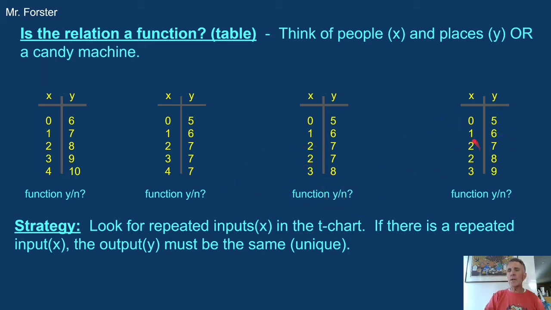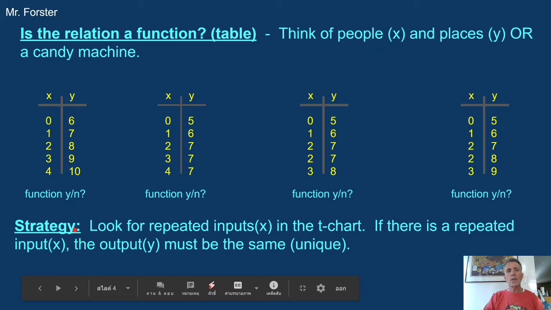Well, let's look here. Let's particularly look at these 2 inputs, and they give different outputs. This person says they're in Santa Barbara, and this person says at the same time they're in Santa Paula. Of course that can't be true. If you push 2 and get a Kit Kat and then push 2 again and get a Milky Way, you're disappointed. So that is not a function.